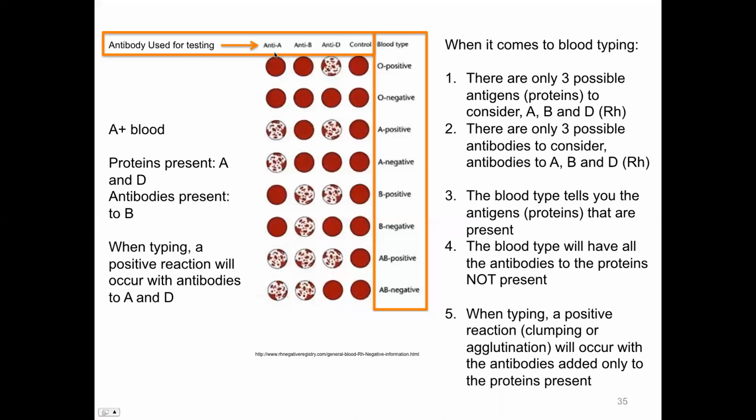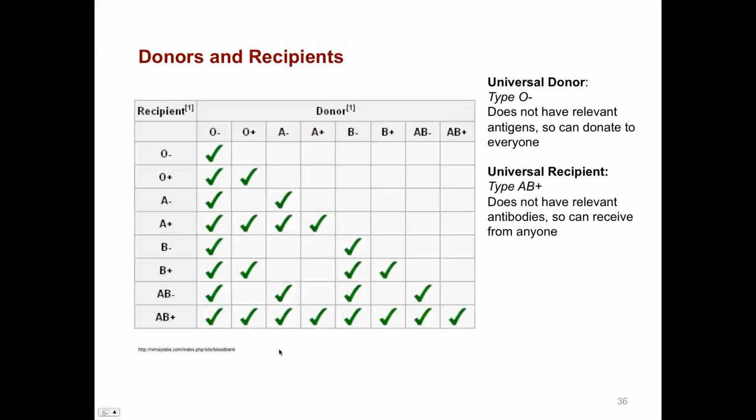A positive, anti-A is added, you get a clumping. Anti-B, no. Anti-D, yes, that person's A positive. Okay, so have a good look at this. Go through these blood types and make sure it makes sense to you. Okay. Now this, right, universal donor, type O minus, does not have any of the relevant antigens, so can donate to anybody. Universal recipient doesn't have any of those antibodies, so can receive blood from anybody.